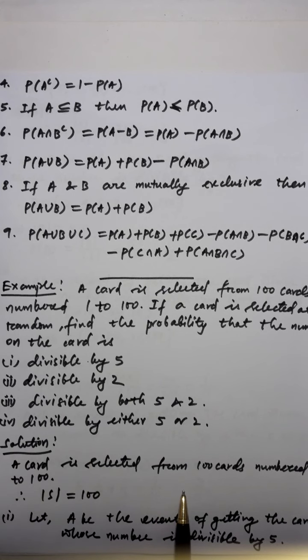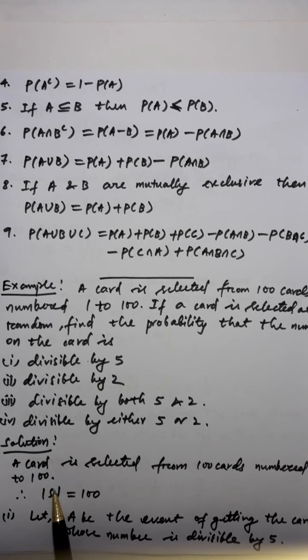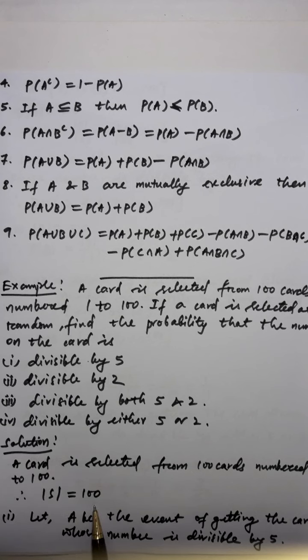So here, what is the sample space? Here a card is selected from 100 cards which are numbered from 1 to 100. So let the sample space be S, whose size is 100 here, because the number of cards is 100 and we have to select any card out of those. So that's why the size of the sample space is equal to 100 here. So our first thing is done.